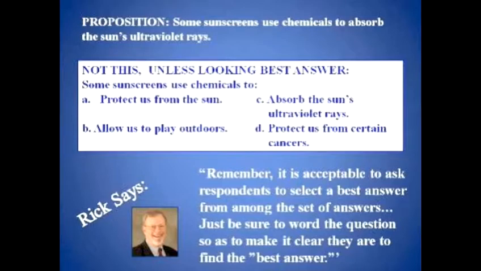Be sure there's only one correct answer or best answer. Remember, it is acceptable to ask respondents to select a best answer from among the set of answers. Just be sure to word the question so as to make it clear they are to find the best answer.